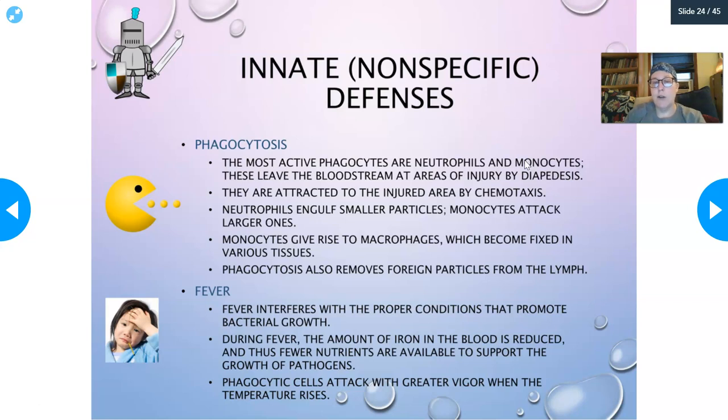Again, monocytes give rise to macrophages, which become fixed in various tissues. And so if they're in the blood, we call them monocytes. If they're in tissue, we'll call them macrophages, but it's the same cell that has the same function.